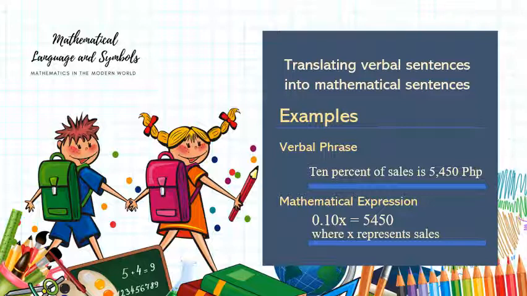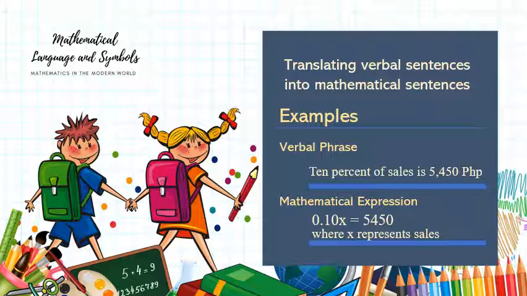Now let's try to translate verbal sentences into mathematical sentences. When we say verbal sentences, it has verbs. So that means a mathematical sentence also must have a verb. And the only verb that we have in mathematics is the word "is." Okay, so let's begin with this example.